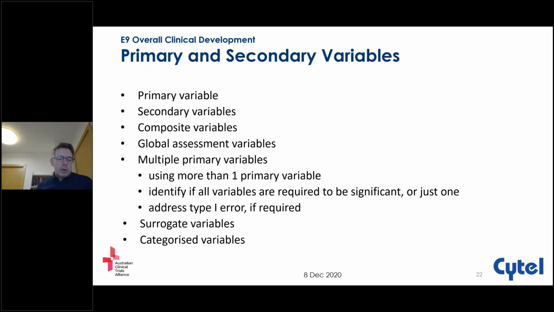And also talks about categorized variables, which is usually an endpoint which is measured on a continuous scale that's dichotomized for use. And so clinical response endpoints is an example of those. So this is actually quite a good section to get into to try and understand the kind of endpoint that you have and if there's any specific guidance about using those that is available in the document.